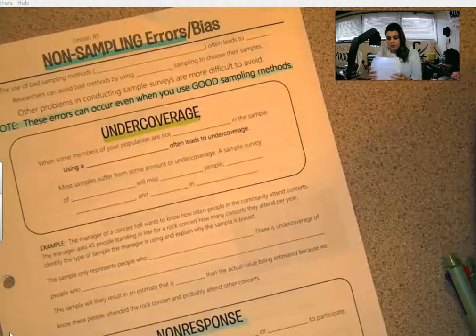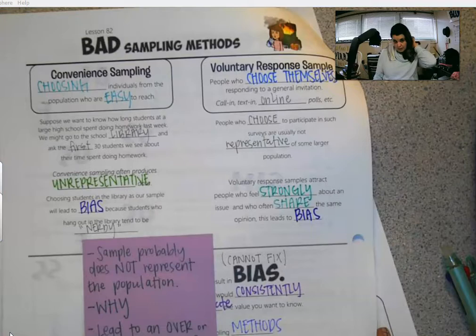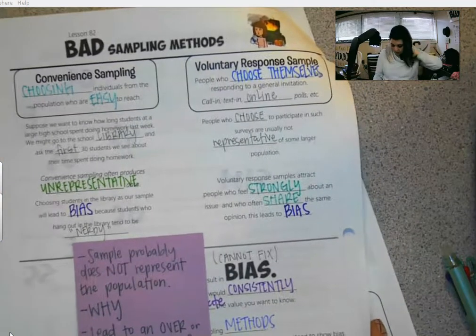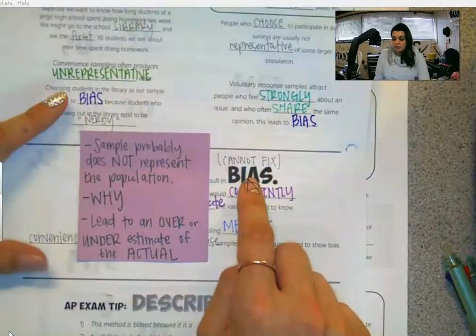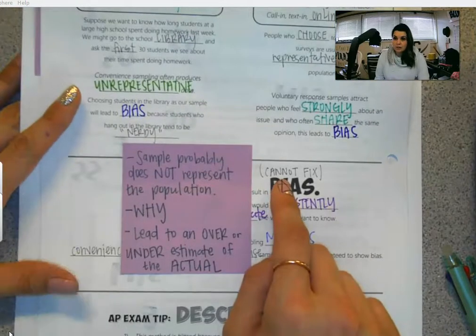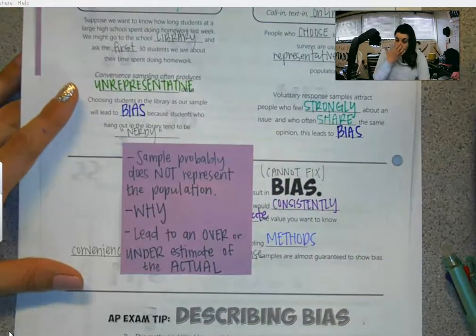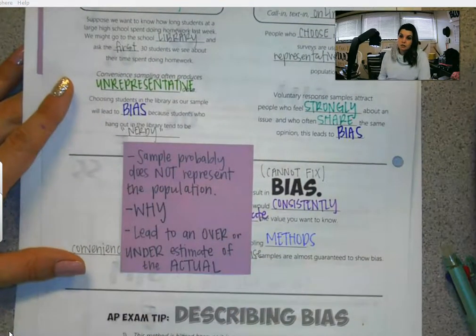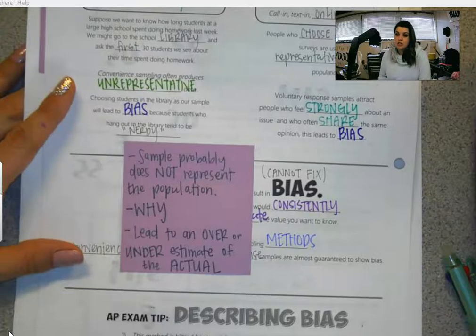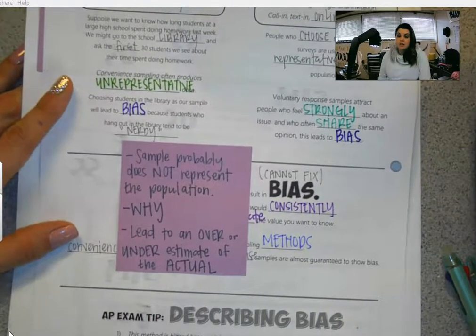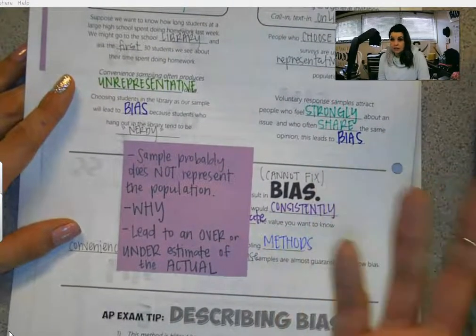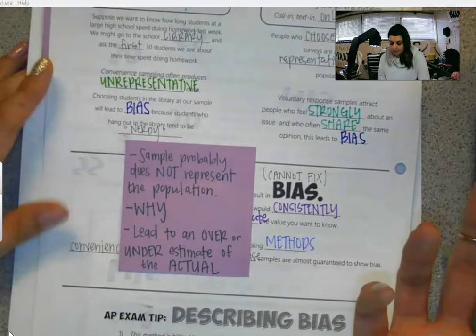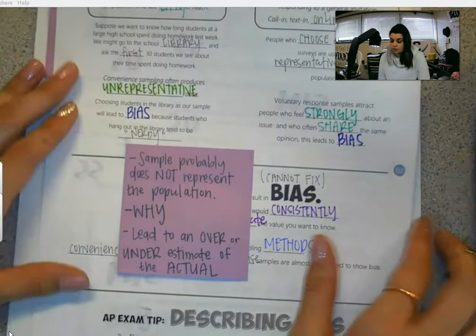Bad sampling methods. We have 2 bad sampling methods: convenience sampling, and voluntary response sampling. These are both bad methods for the same reason. They result in bias, and you cannot fix bias. What exactly is bias? Well, bias happens when your sample does not represent the population. And when your sample doesn't represent the population, the value that you're trying to estimate will not be a good estimate, will not give you a good idea of what that value actually is.